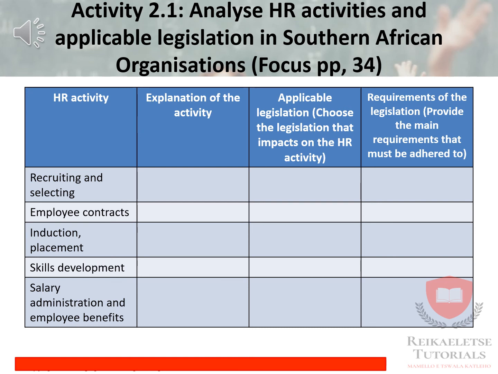So what you need to do in the second column is explain the activity. You need to give an explanation of the activity, and then in the third column you need to give the applicable legislation. So you choose the legislation that impacts on the human resources activity listed in the first column, and then in the fourth column you state the requirements of the legislation, providing the main requirements that must be adhered to. You understand? So that's what I want us to do in 5 minutes, and then we get back to it.